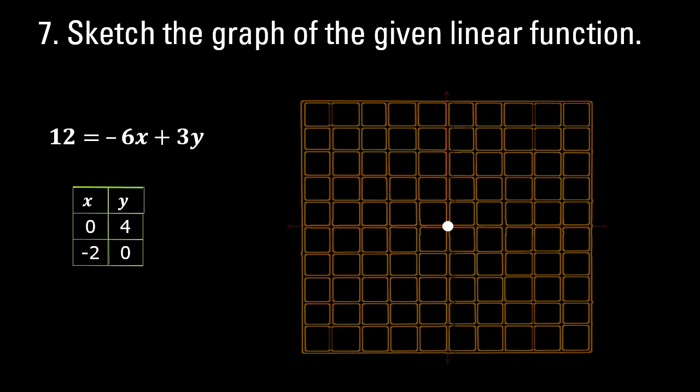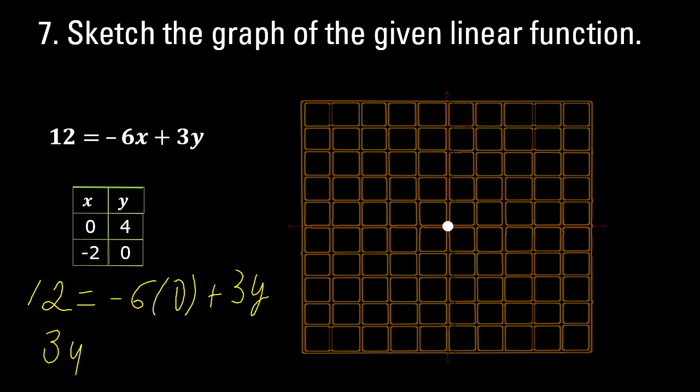So to find the y-intercept, we're going to replace x by 0. So this will become 12 equal negative 6 times 0 plus 3y. So we have 3y equal 12, which gives me y equal 12 divided by 3, that's 4. So that's my first point. So my first point is (0, 4). And we call this the y-intercept.